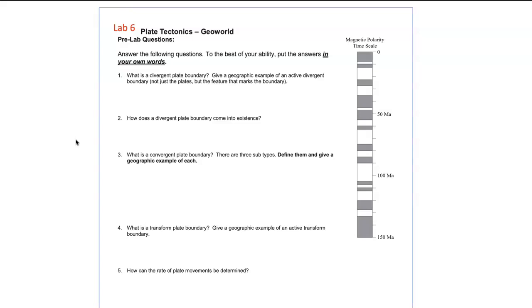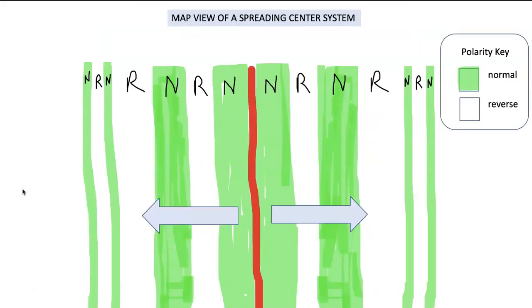What is a convergent plate boundary? List the 3 subtypes and give examples of them. What's a transform boundary? Give an example. So these are the 3 types of plate boundaries, and by now you should be becoming familiar with those. Now this last question is sort of a new topic. How can the rate of plate movements be determined? And basically we're going to use a very simple equation, the speed or velocity or rate equation, which is distance over time. Let me give you an example of how we're going to use that.